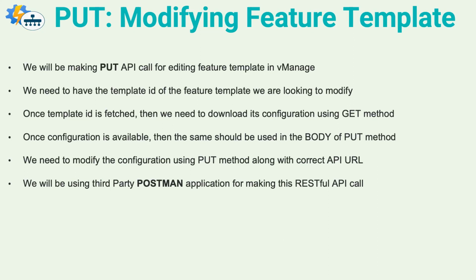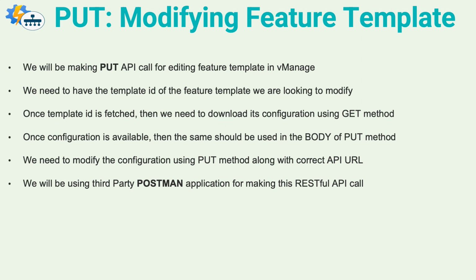In this video I'm going to show you how to modify a template using the PUT method using the POSTMAN application. Here I am going to modify a feature template. Therefore you need the template ID of the feature template you want to modify and then the code in JSON format. And you need two GET methods to get these two items.